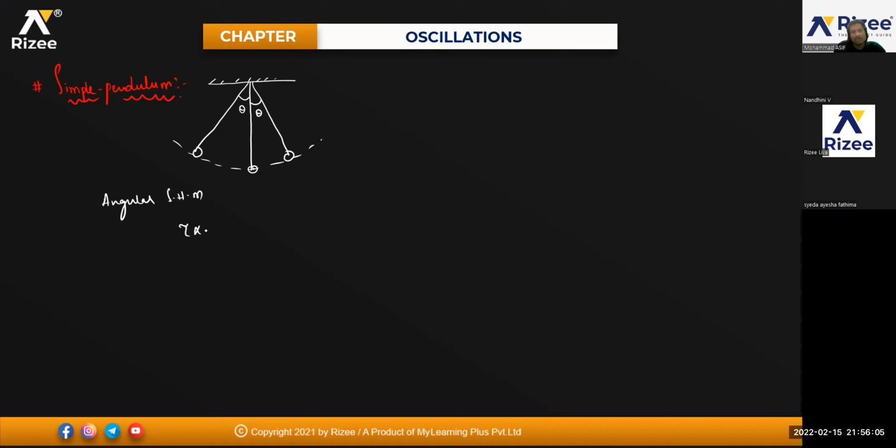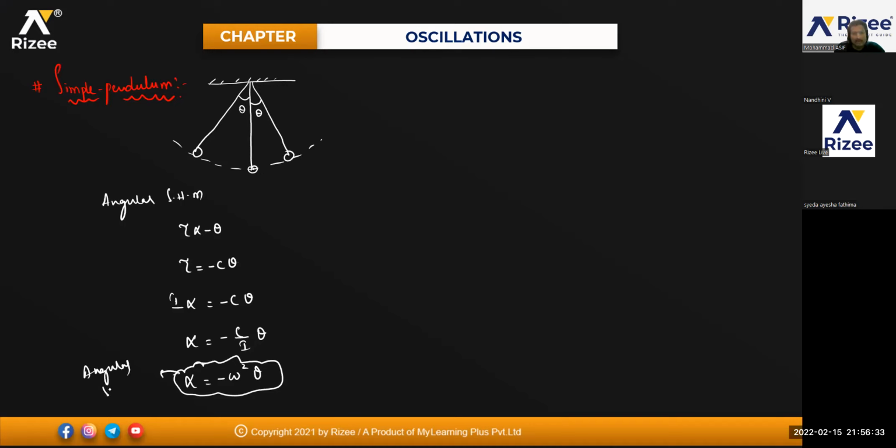torque will be directly proportional to the displacement in opposite direction. Removing the proportionality constant, minus c into theta. So torque acting on that one is I into alpha in rotational mechanics, minus c into theta. So alpha will be equal to minus c divided by I into theta. Here alpha is equal to minus omega square into theta. This is your angular SHM standard formula, isn't it? So omega square is equal to how much if I'm comparing with this one? Omega square will be equal to c by I. So omega will be equal to under root of c by I.